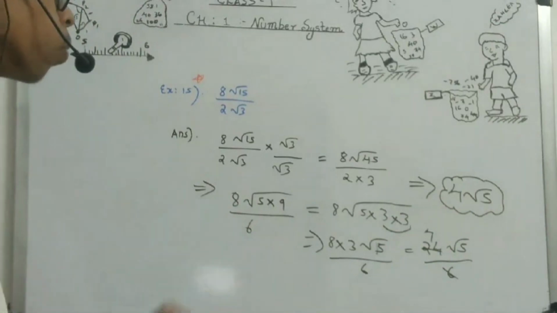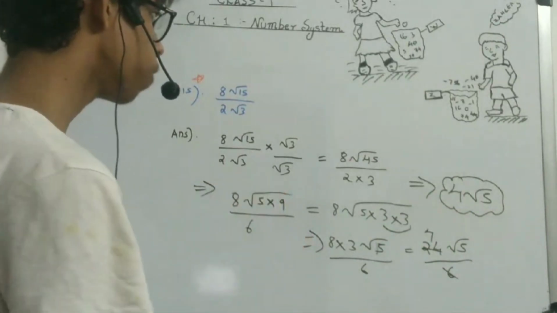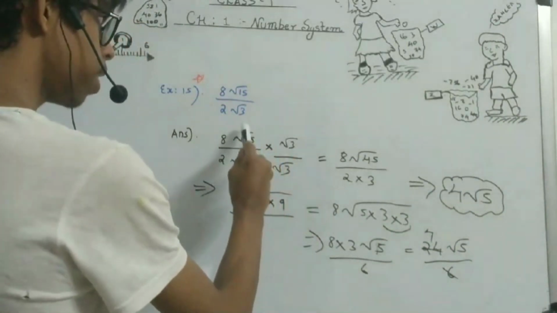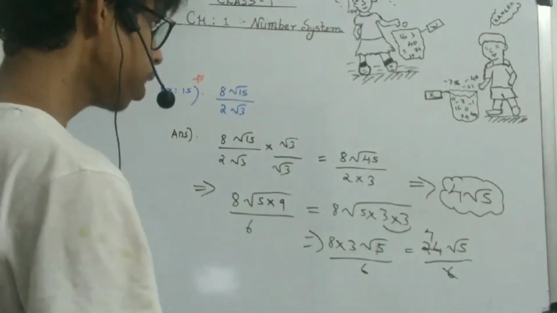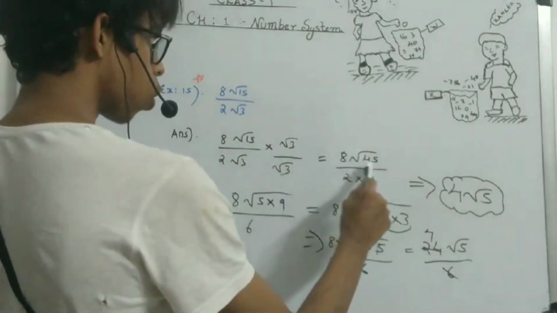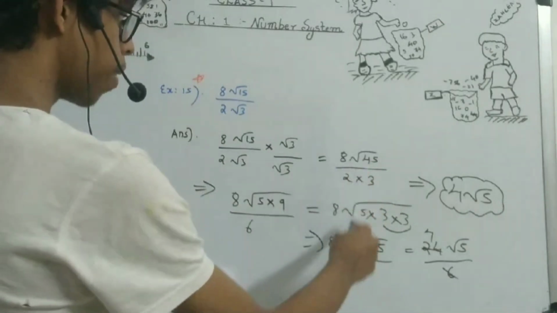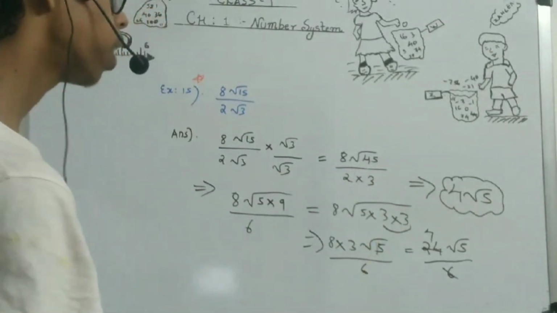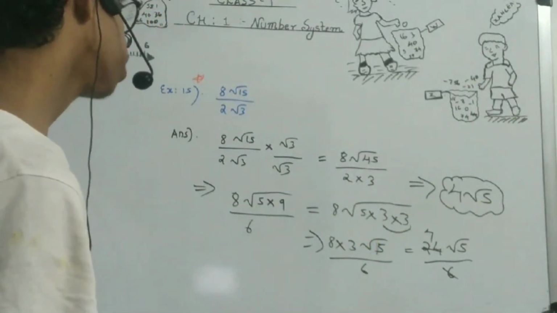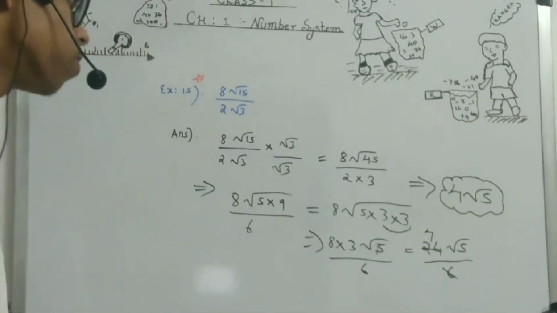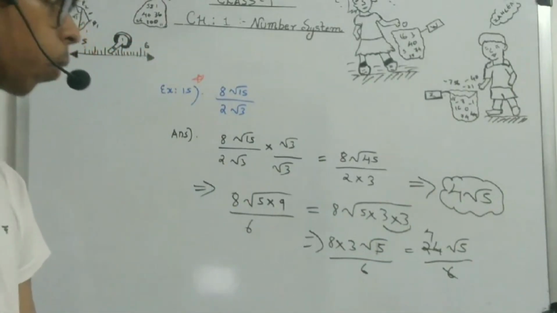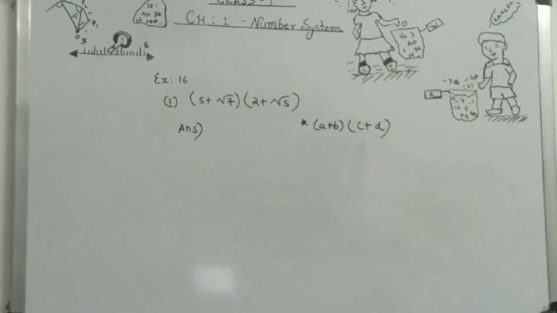Here basically we are using the concept of rationalization, then the identity root A into root B, and finally a simplification. We simplified this root 45 and wrote it as 3 root 5. So this is a very nice and important question which can be asked in your exam. Now let us move on to our example number 16.